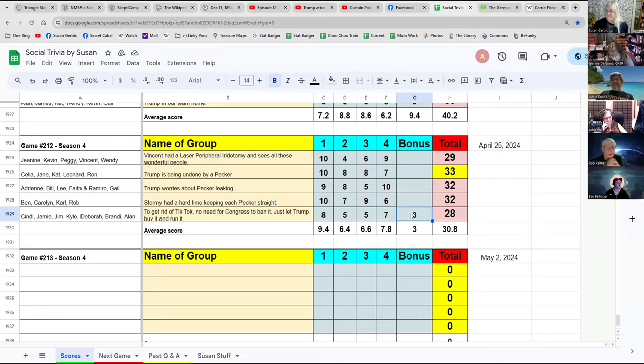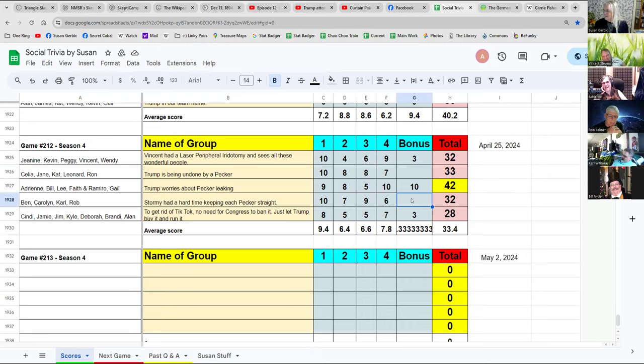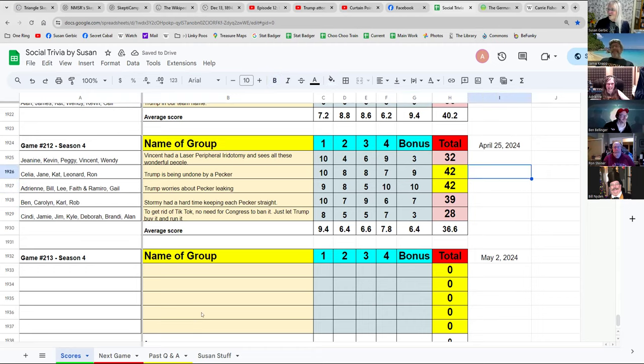Get rid of TikTok. Room Janine five. Janine is in the first team. Yep, we got three. Okay, so Janine, how many did you get? Three. Wow. Trump worries about pecker leaking. Holy crap. You got a Canadian on the group. Oh, they got an entomologist in the group. Any insects? Trump is being undone by a pecker. Nine. Wow, tie. Oh, tie game. 42. Tie. 40. What a great number. Oh, nine. I'll take seven for the bonus, people.